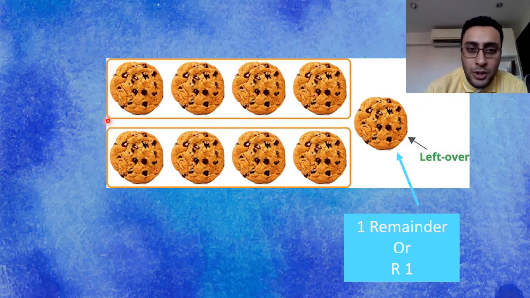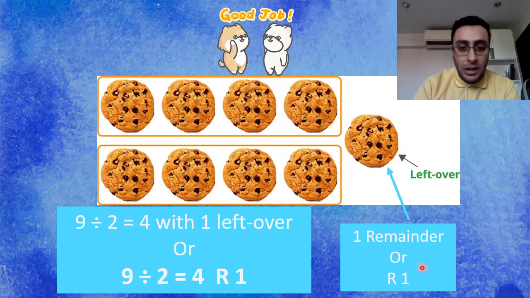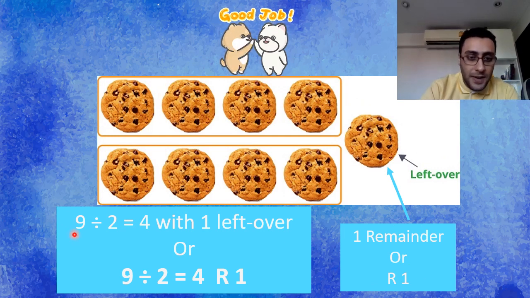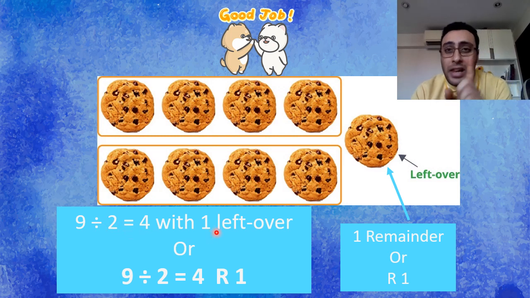So, 1 group, 4, 1 group, 4, 8. But there is 1 left over. What do we call the leftover? We call it the remainder. Remainder. So we have 1 remainder, or R1. So, let's show the division. 9 divided by 2 equals 4 with 1 left over.